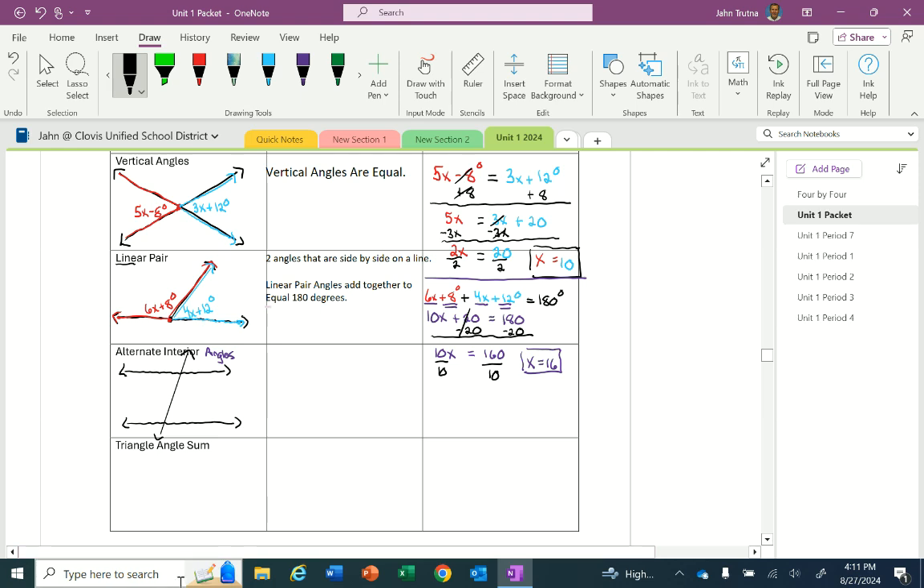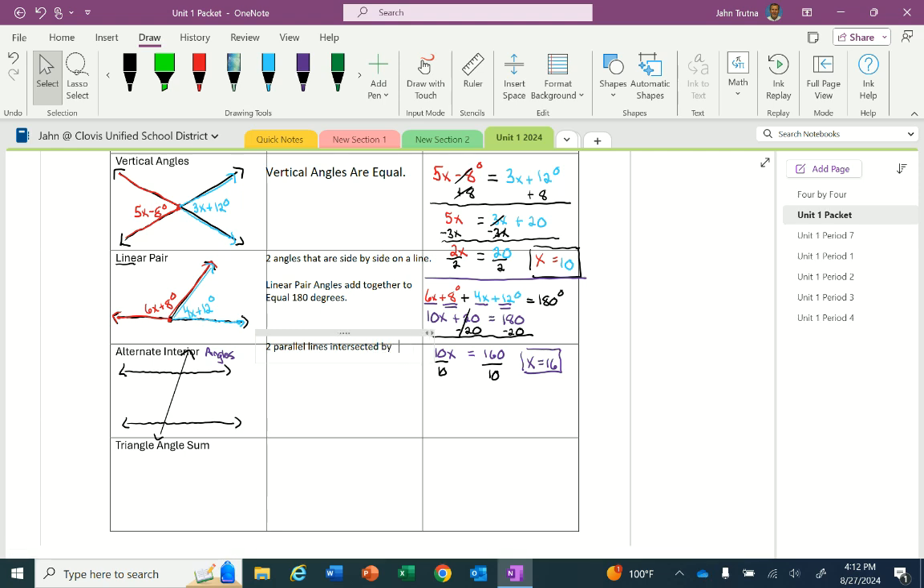So to have alternate interior angles, you're going to have 2 parallel lines intersected by a third line.